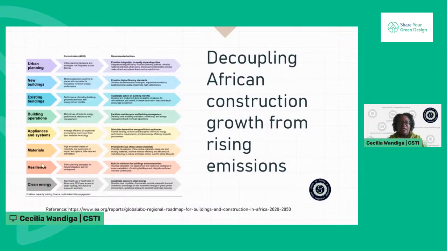Looking at ways in which we can decouple, you have the planning phase. Of course, new buildings are easier than existing buildings. Building operations is a key area that everybody could focus on: how do you design the building so that the operation of the building is low emission? The type of appliances and systems, energy savings, we've already started doing that in the African context, making more emphasis on bringing in or using those types of appliances. And then the materials themselves, we discussed that in the previous slide.